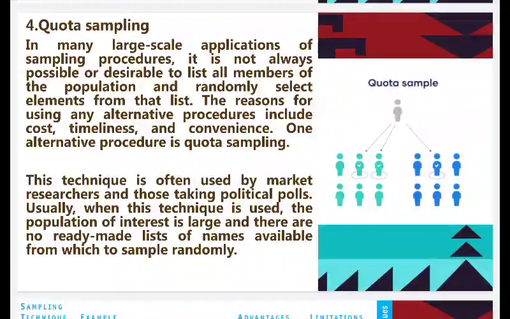I think the last part is the quota sampling. In many large-scale applications of sampling procedures, it is not always possible or desirable to list all members of the population and randomly select elements from that list. The reasons for using any alternative procedures include cost, timeliness, and convenience. One alternative procedure is quota sampling. Now, this technique is often used by market researchers and those taking political polls.